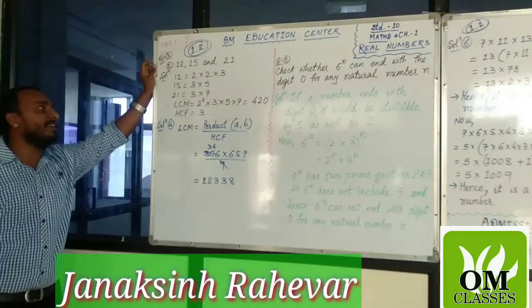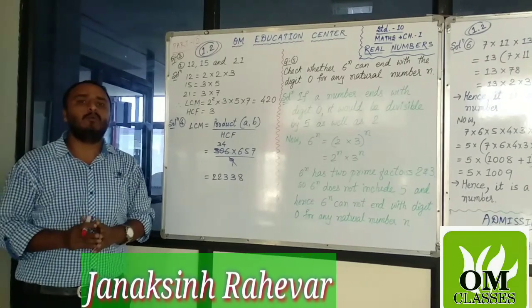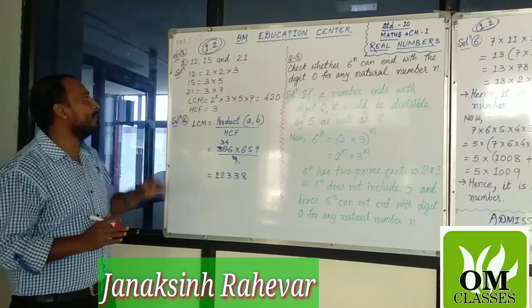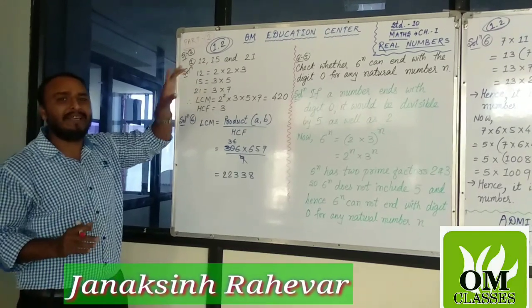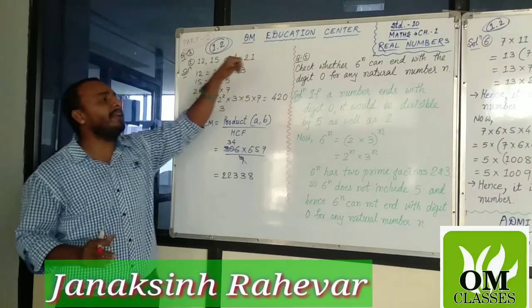Let's move to question 3. Now in question 3 you need to find the LCM and HCF. In the first question you need to find the LCM and HCF of the pair 15 and 21.